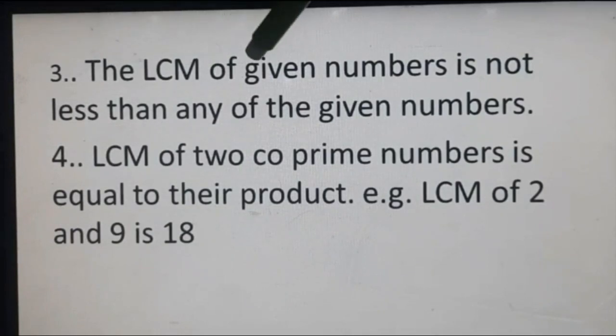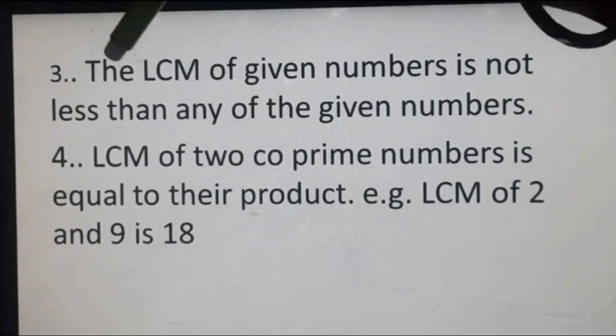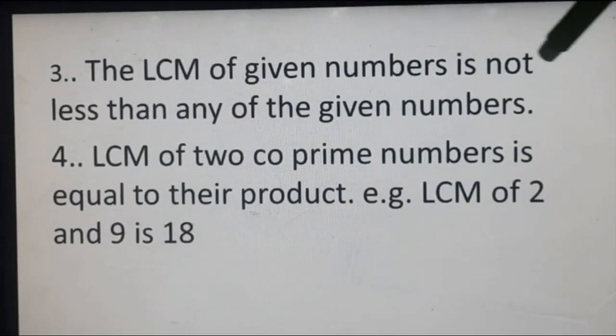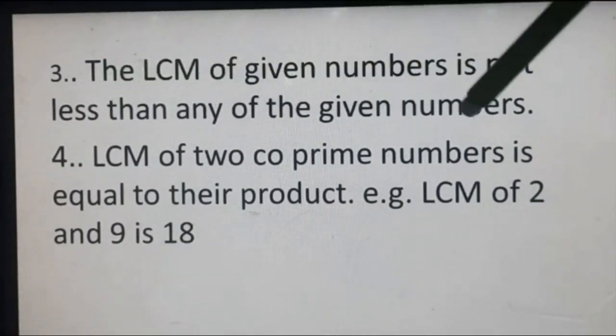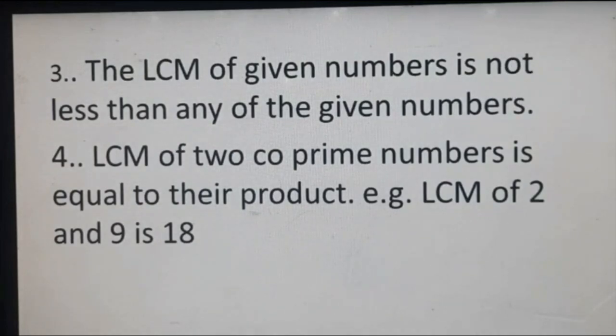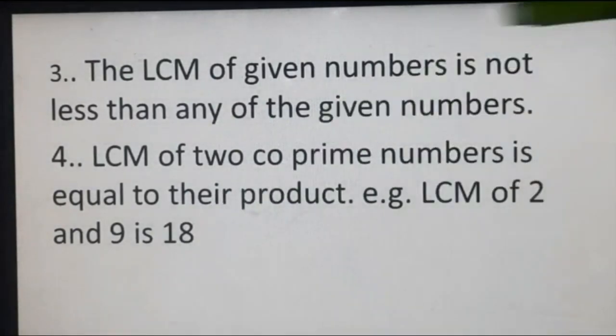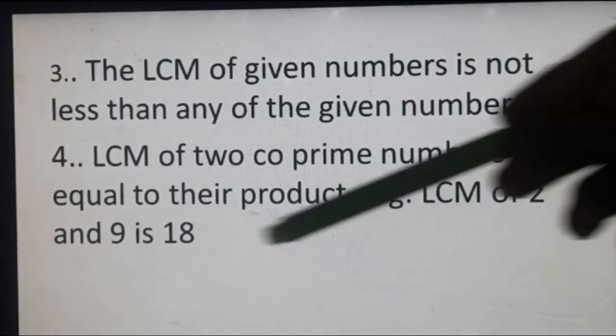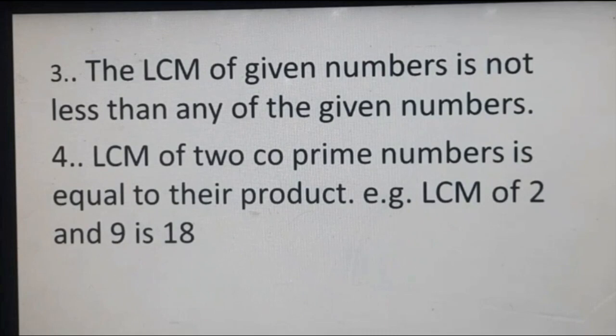Rule number 3. The LCM of the given numbers is not less than any of the given numbers. If the numbers are given to us and we have to find out the LCM, LCM is not less than any of the given numbers. Let's understand. Find the LCM of 2 and 9. Then LCM of 2 and 9 is 18, which is not less than 2 and not less than 9. Understood?